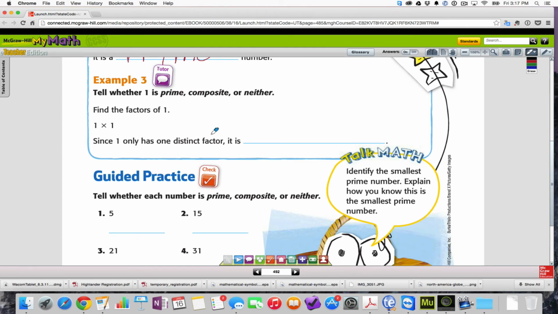It says to find the factors of 1, which is 1 times 1. Since 1 only has one distinct factor, it is neither prime nor composite.